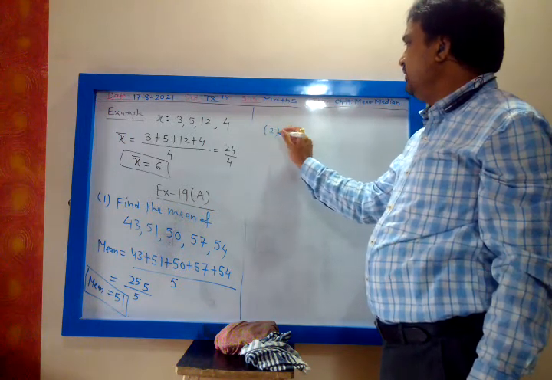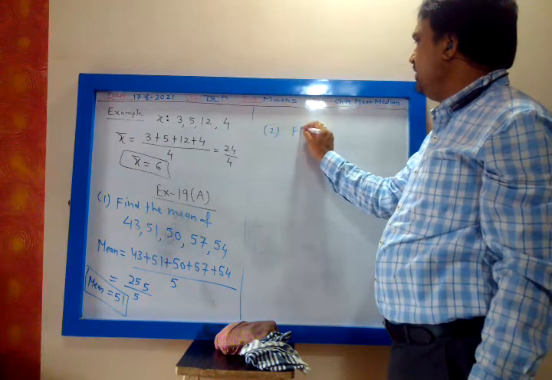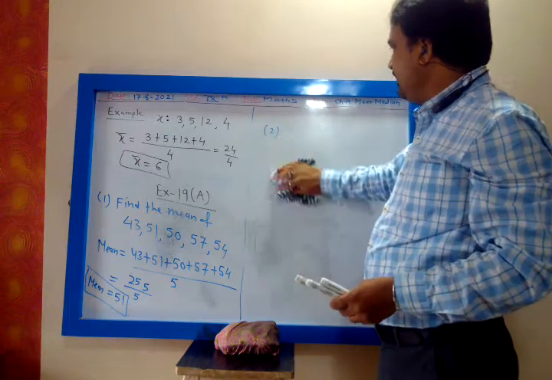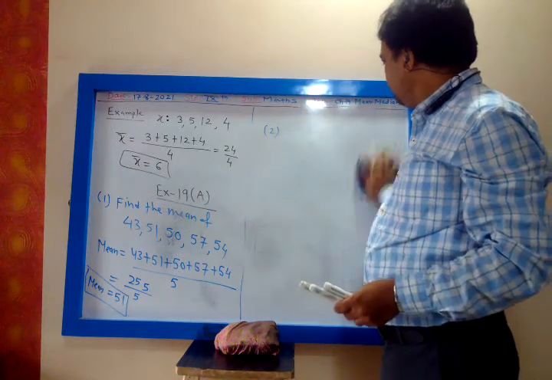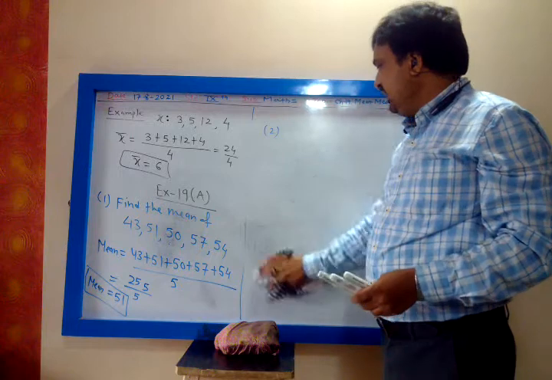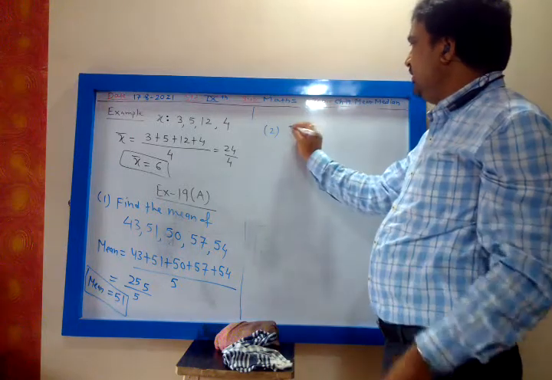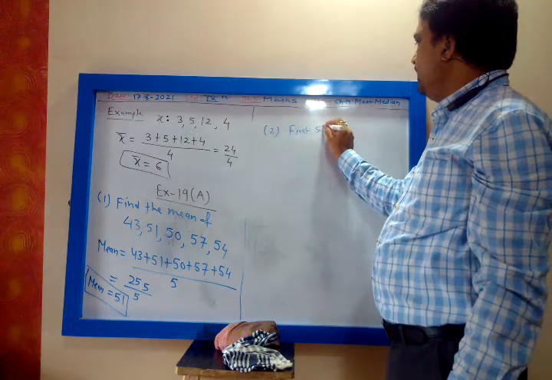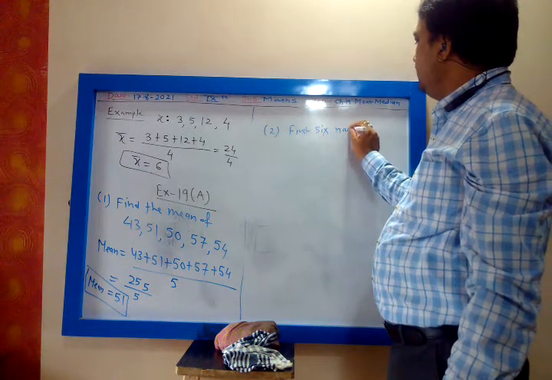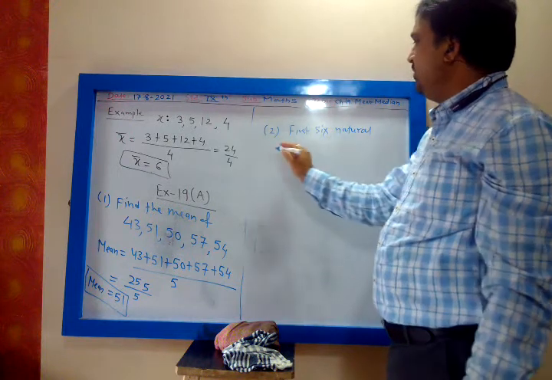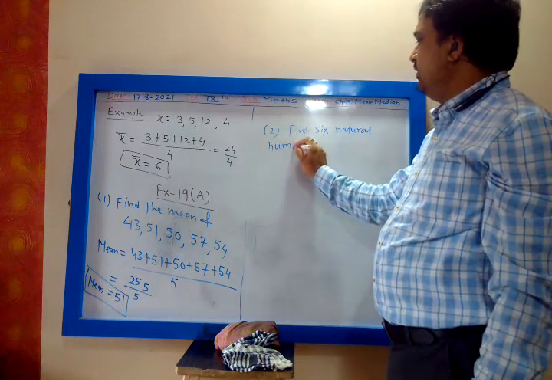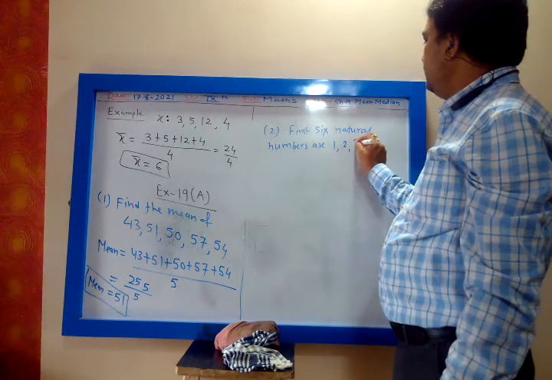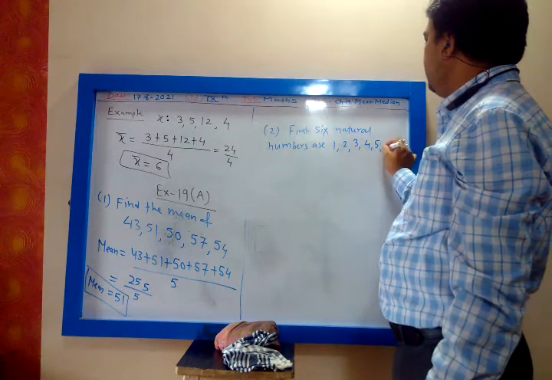So second one, first 6 natural numbers are, yes, what are they? 1, 2, 3, 4, 5, 6.